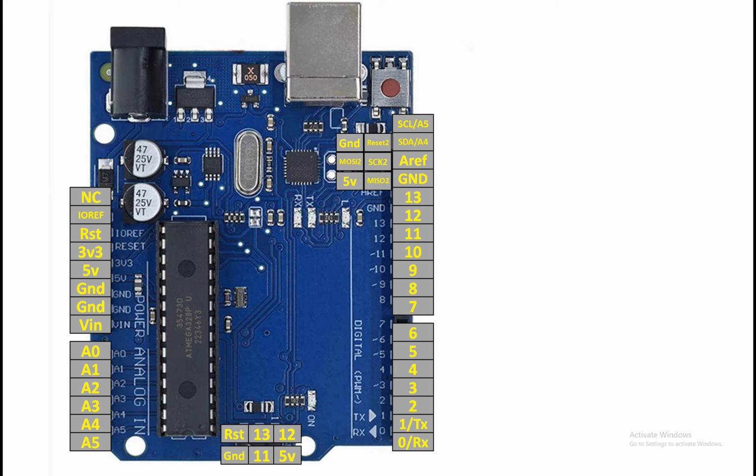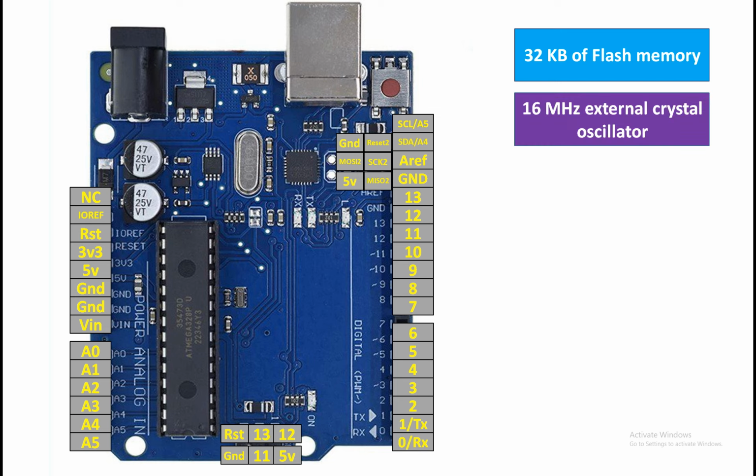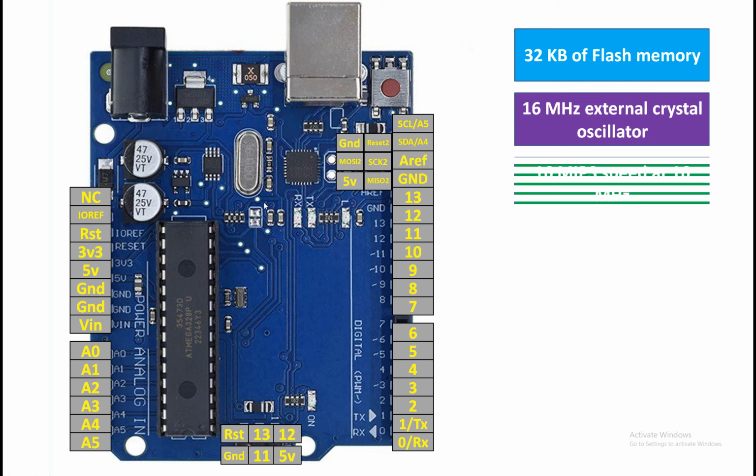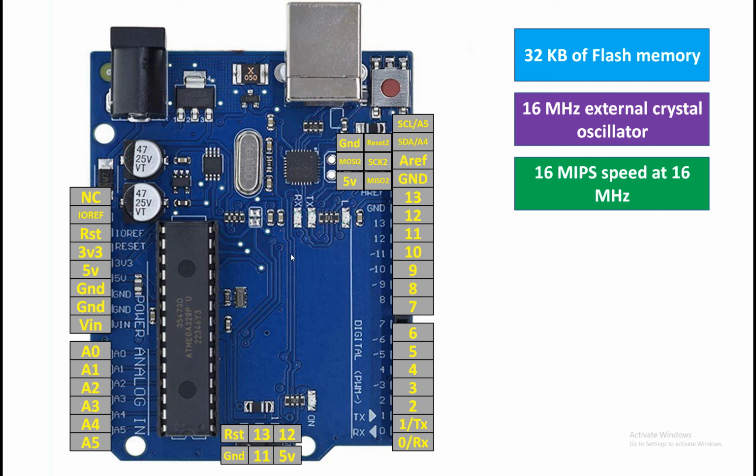So let me introduce you to its flash memory. It has a 32 kilobyte of flash memory, which is huge at such a cost, and it has a 16 megahertz crystal installed on the board. You can see that this crystal over here is 16 megahertz, and this means that it can generate a speed of 16 million instructions per second at a 16 megahertz crystal. So this is a very fast speed. It's a very good microcontroller speed wise as well.